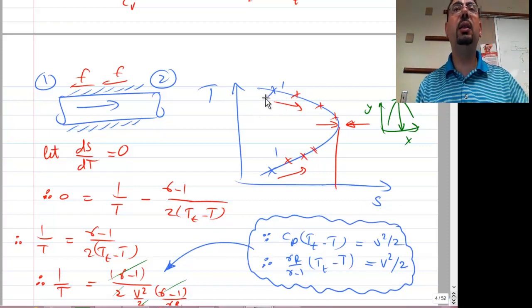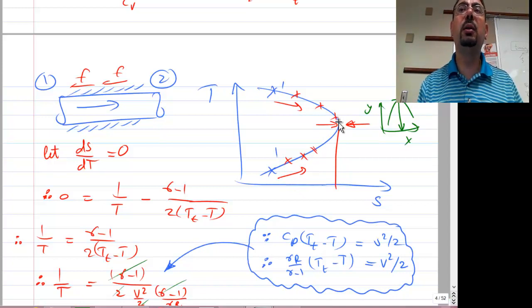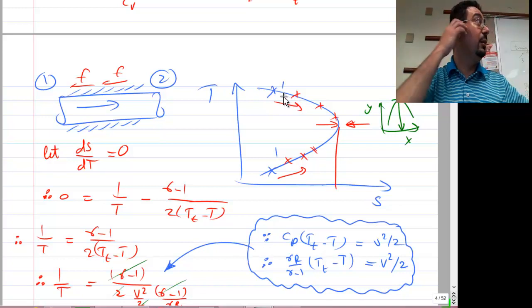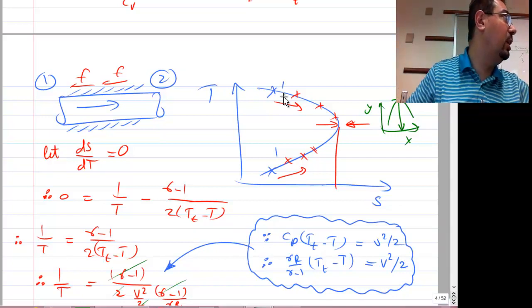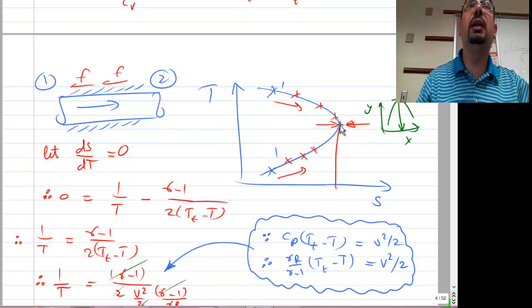So at the end of the day, if point 1 is anywhere, point 2 always has to go to the right. If you start here, you go this way, this way, this way. Once you reach that point, can you go back this way on the curve? No, because that means the entropy is decreasing, and it cannot. So this is kind of the terminal point. All those flows will always reach this point, and that's the end of the story.